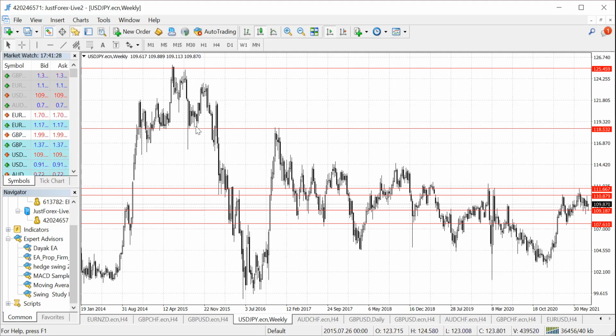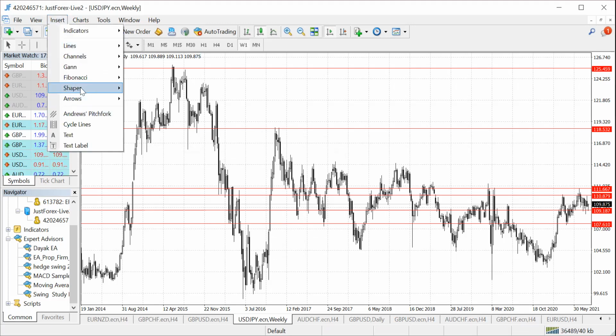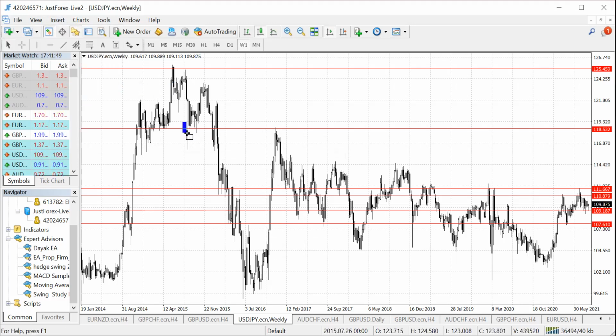For example, why do you think I've marked this particular zone to be a resistance zone? Reason number 1, I've marked this particular point to be my first resistance, my second resistance zone, simply because price retested this zone, then again it came and tested this particular zone.